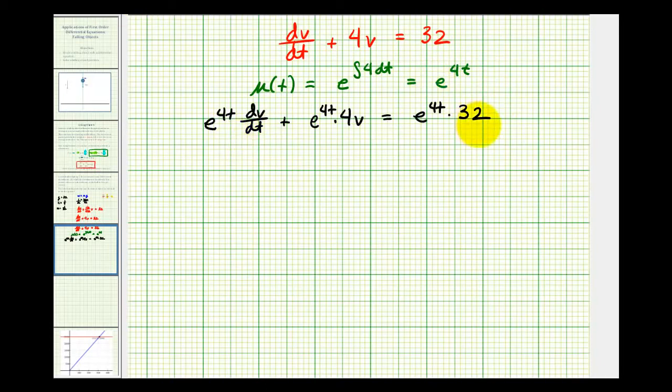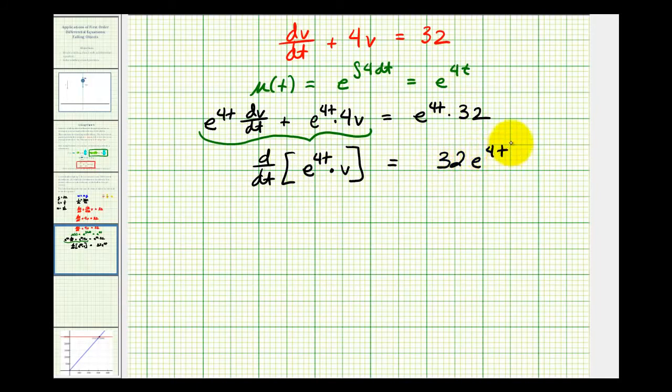Now when using an integrating factor to solve this linear first-order differential equation, the left side of this equation is always equal to the derivative of the product of the integrating factor and our function v. So if the left side is equal to this derivative, it must also be equal to the right side, 32e^(4t). And now we can solve this by integrating both sides of the equation with respect to t.